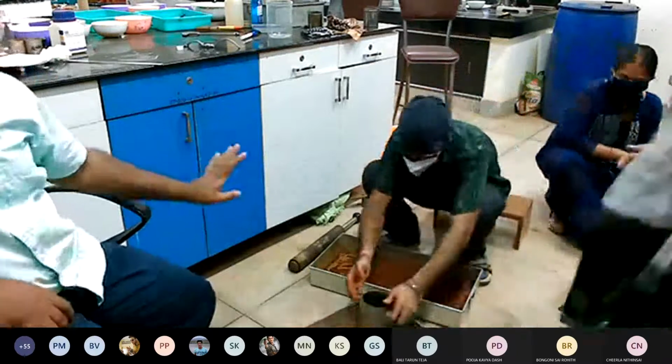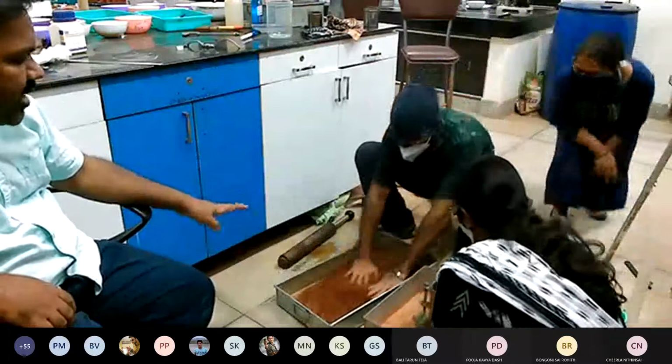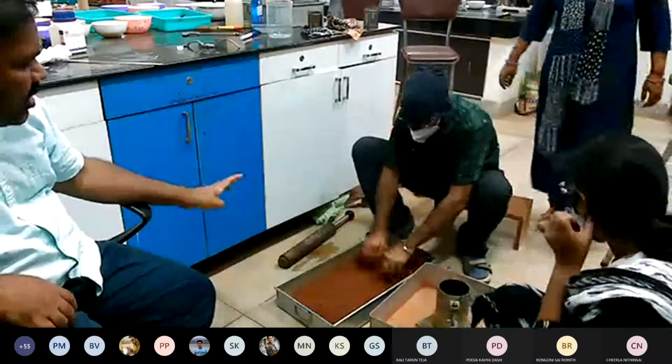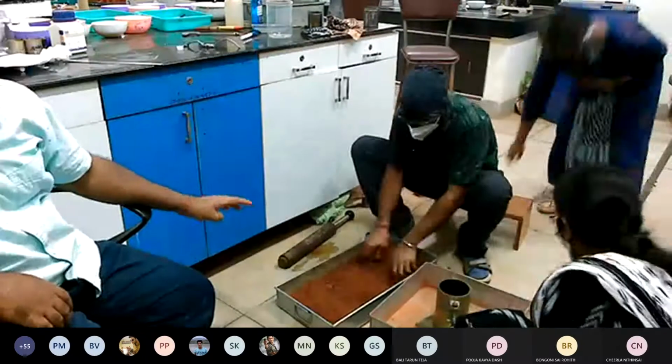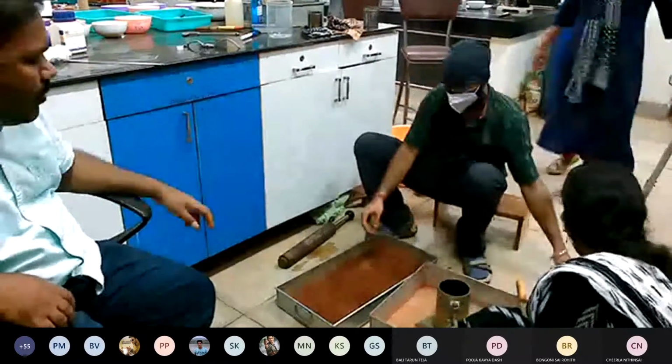See, now the soil is ready. As I told, divide the entire soil into 3 parts, approximately equal. Take one portion of the soil and put it in the compaction mold.